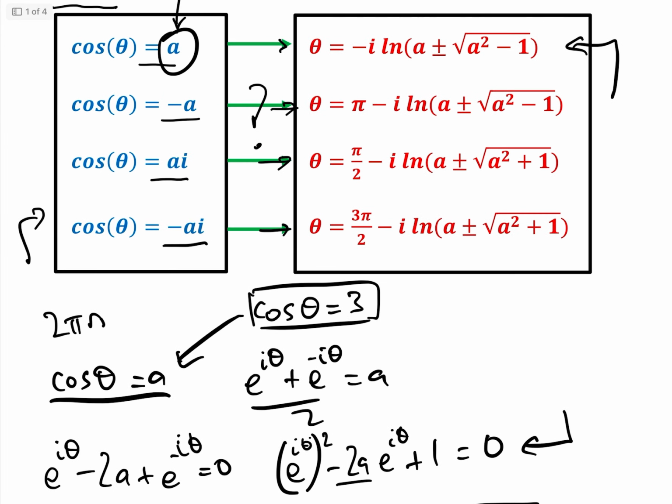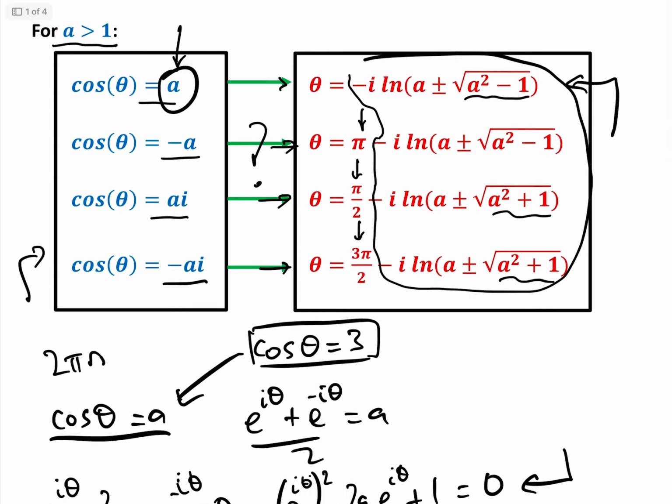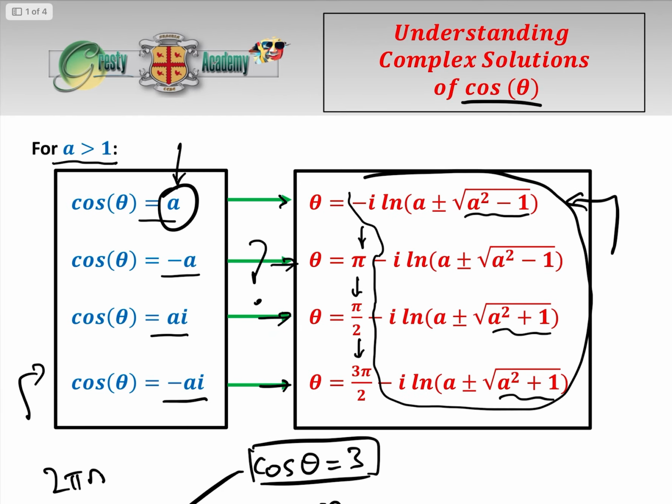And you can see that in actual fact, once you understand why we're getting this pi and the pi over 2 and the 3 pi over 2, this bit here is always relatively similar. It's always minus I log of, if it's real, a plus or minus root a squared minus 1, and if it's complex, a plus or minus root a squared plus 1. Well, I hope you found this useful, because certainly what it does is when you do find something like this, you can instantly recognise which type of cos theta it is.